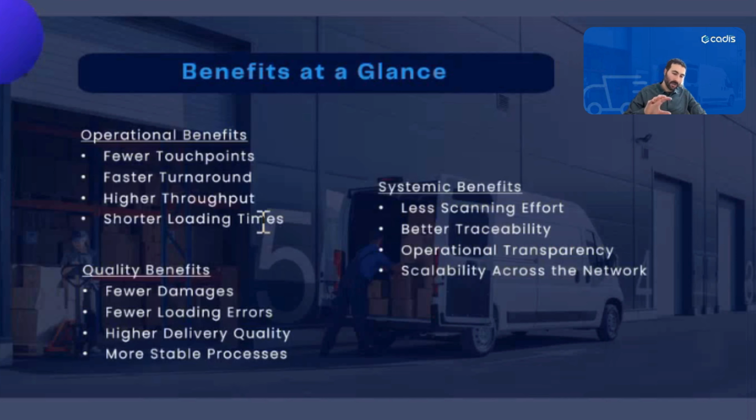From these operational benefits come direct quality benefits because you have fewer damages, because you have fewer touch points. You have fewer loading errors. You have higher delivery quality, more stable processes, and at the system level, your network systemic benefits: less scanning effort, better traceability because all the packages are together, loaded at the same time, unloaded. You have better operational transparency and scalability across the network.